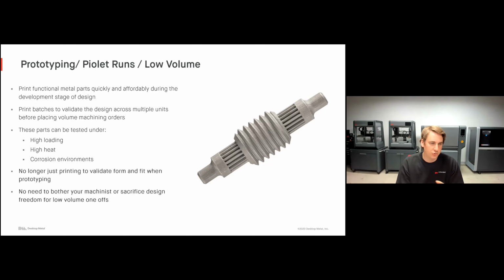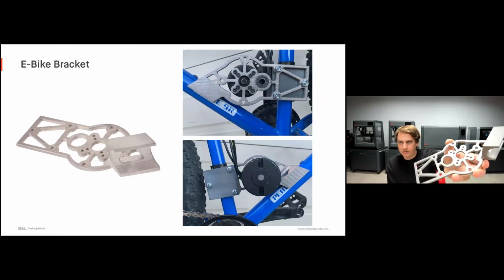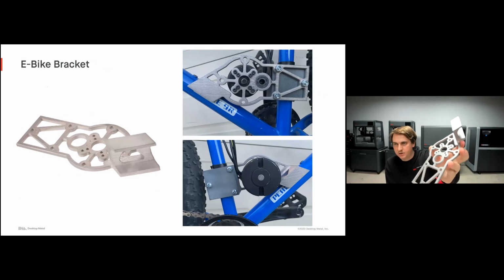Of course, there's also great value in low volume, because when we're doing low volume or runoffs or one-off parts, we don't need to bother our machinists or sacrifice our designs. We can simply just print the part, install it in the machine, and we're ready to go. Great example of that is this e-bike bracket that I have with me here. You can see, this is used for holding a motor and a couple bearings, and then attaches to a bike to convert a bike into an electric bike.